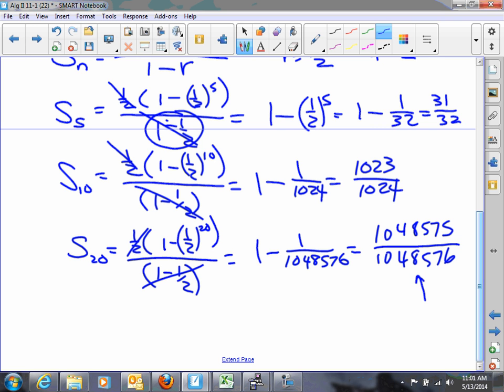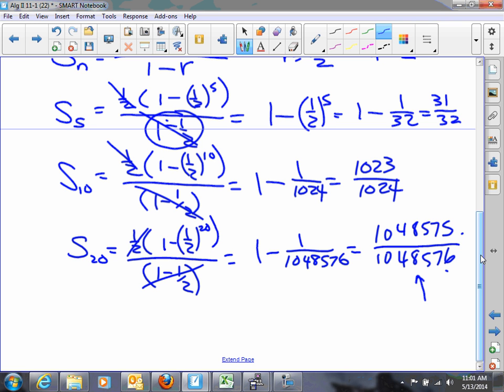And so I hope you can see, as the terms are getting larger and as the number of terms is getting larger and larger, our sum is getting closer and closer to 1. Will it ever reach 1? No. It'll almost always be a power of 2 on the bottom and 1 less than that power of 2 on the top. But as these terms get farther and farther, there is no number.